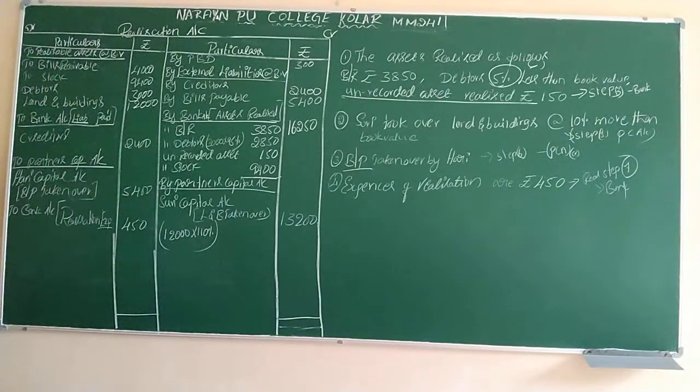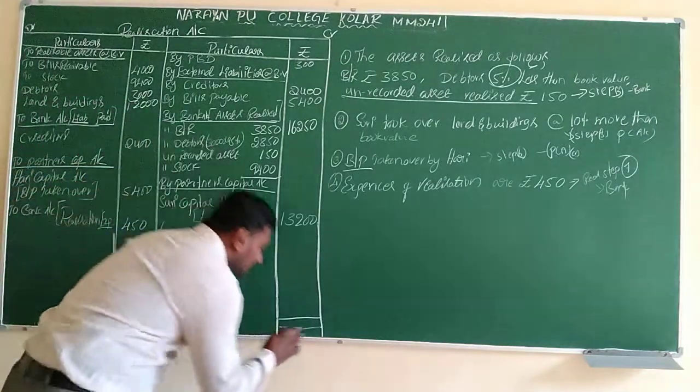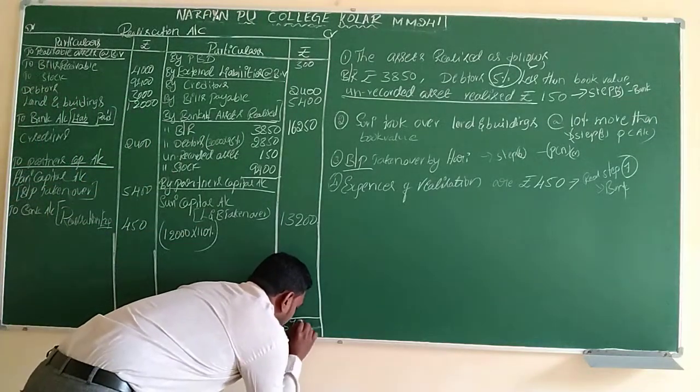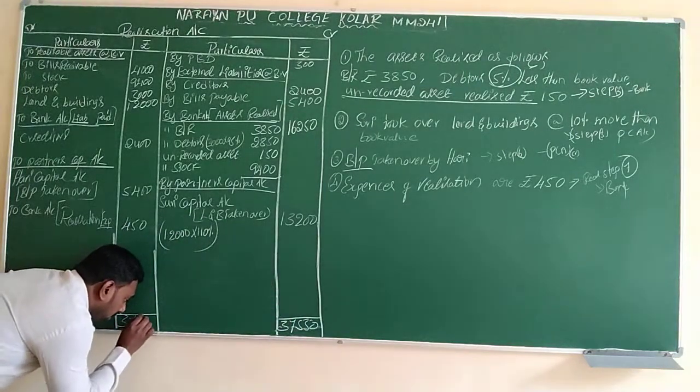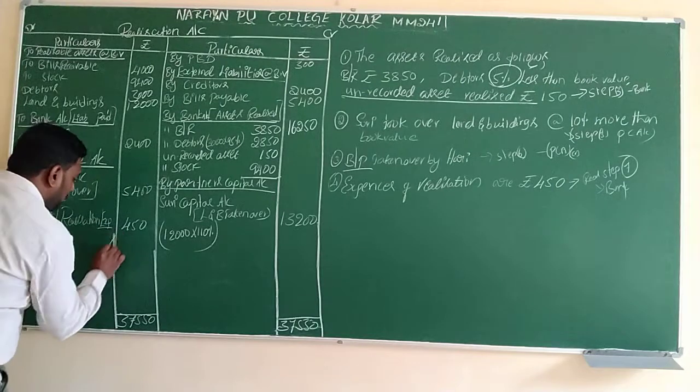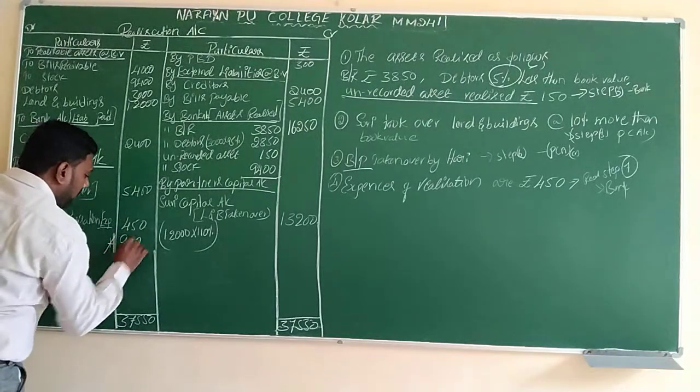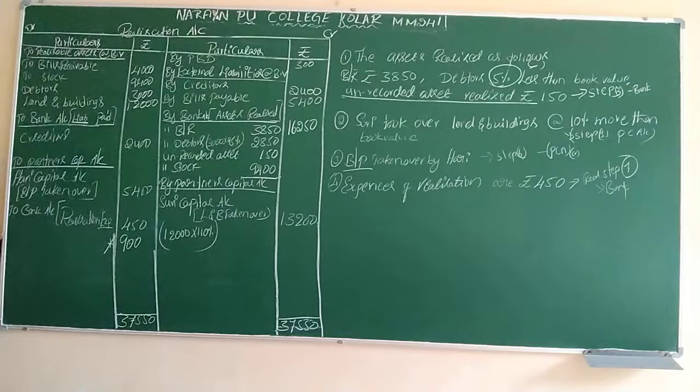According to this solution, just imagine on which side we have the highest value. Whether on the debit side we will get the highest value, or else on the credit side. According to this question, the credit side has the highest balance, that is 37,550. The same value we write here, 37,550 rupees. Out of this we will get the difference. The difference is rupees 900.